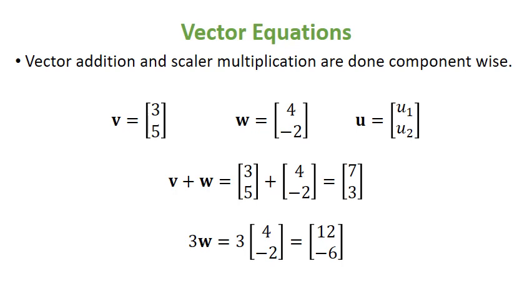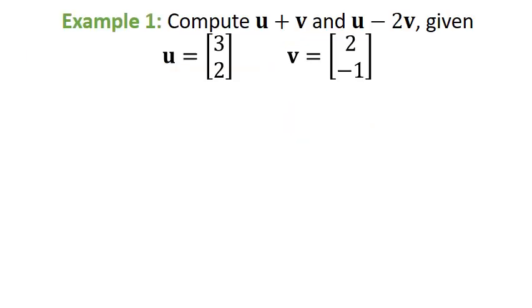This slide here basically shows you some examples of vector addition and scalar multiplication. And all we do is we either add, subtract, multiply those corresponding entries. So take a moment, pause this, and I think that you will find that this is straightforward. So let's take a look at these examples here.